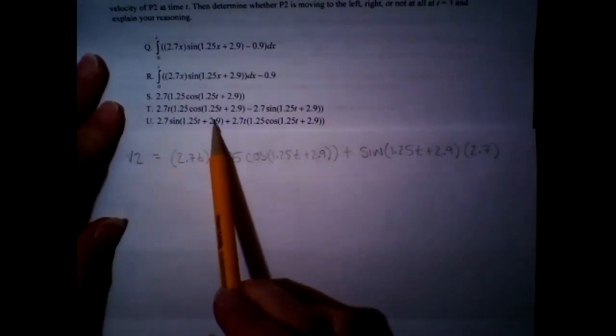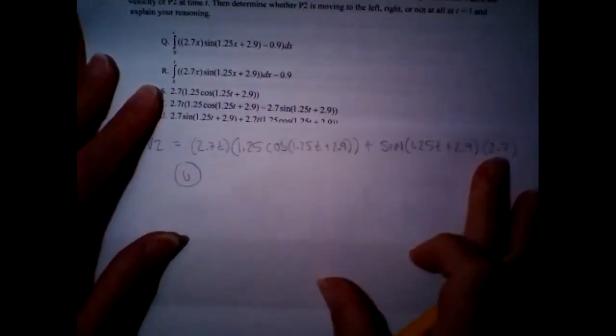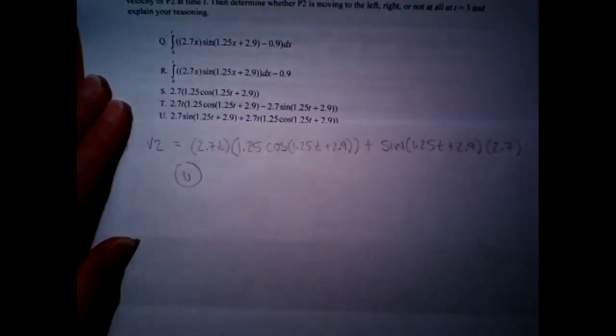2.7 sine of all that stuff plus 2.7t, 1.25. Okay, yeah, so it's U. U is the answer for that one. Now, I don't have a scoring guideline for this, but I like to believe that would be worth a point, like if you picked the right one. All right, so let's see what else they want us to do.